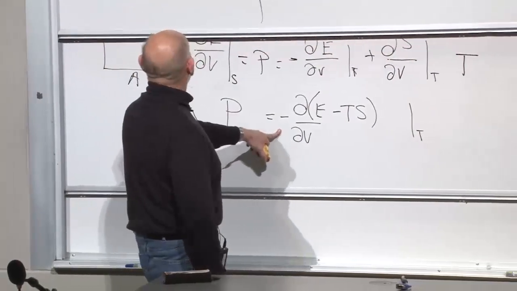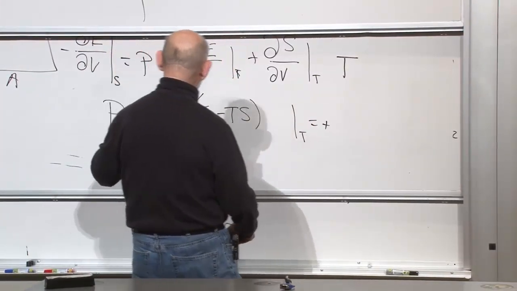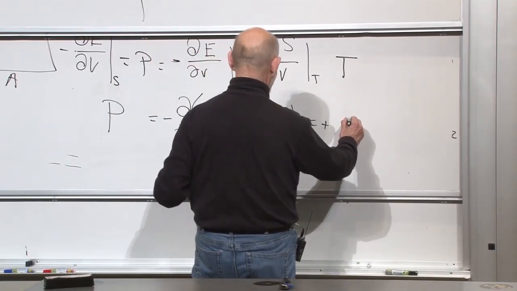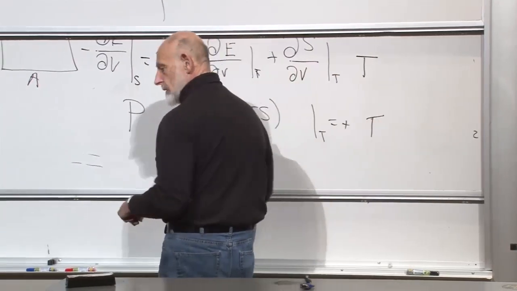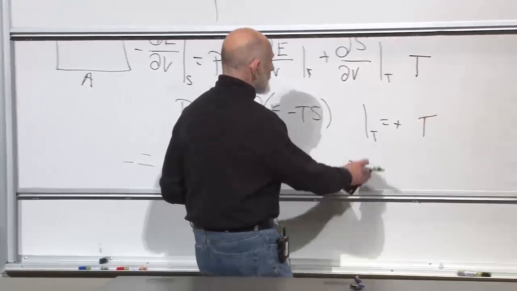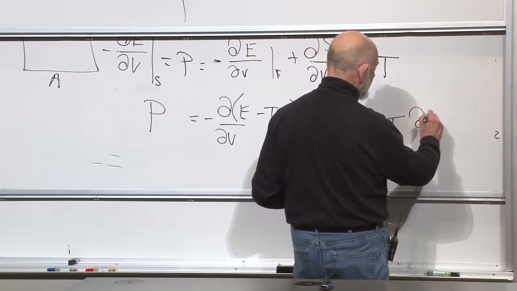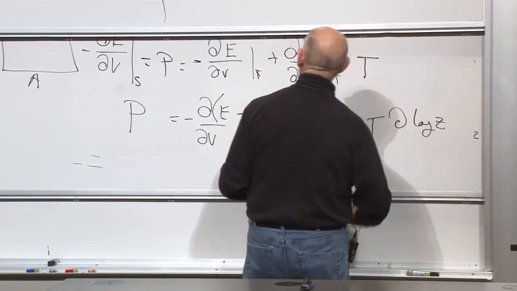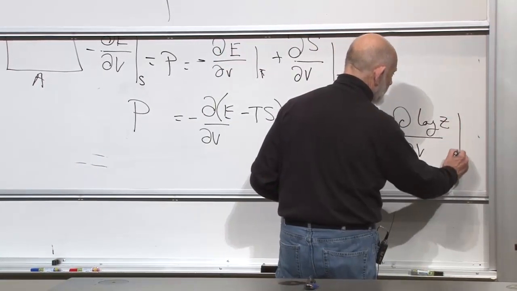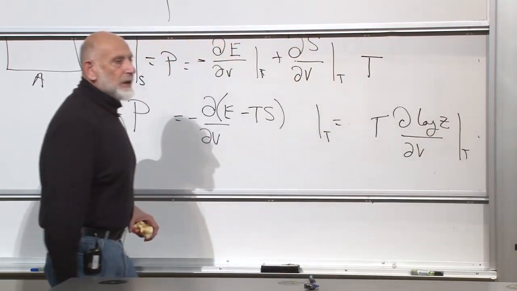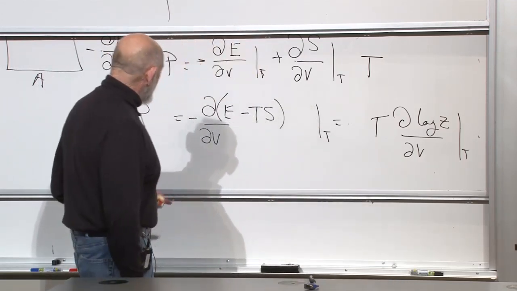So let's write that again. I think it's plus now. This will be plus the derivative with respect to the volume. This is at fixed temperature, so we can take the temperature on the outside. The temperature times the derivative of log Z with respect to volume at fixed temperature. All we need to be able to calculate is how the partition function depends on the volume, and we can calculate the pressure.